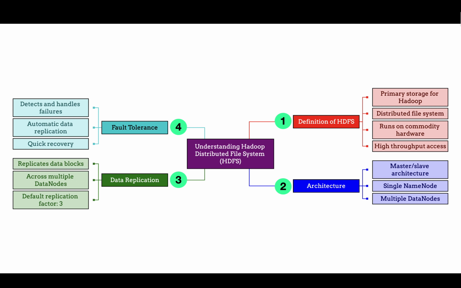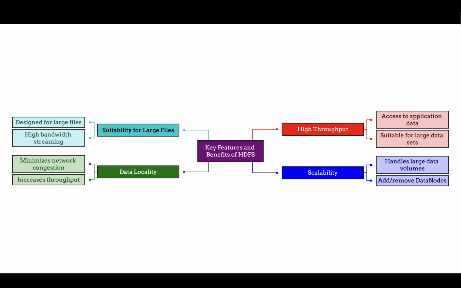4. Fault tolerance. HDFS is designed to detect and handle failures at the application layer, so it provides fault tolerance and quick recovery. If a data node fails, the data is automatically replicated from other nodes to maintain the replication factor.